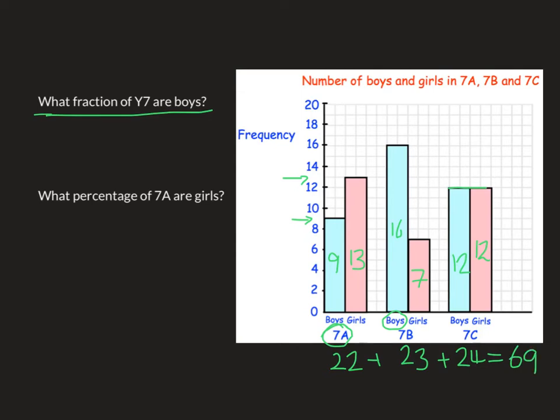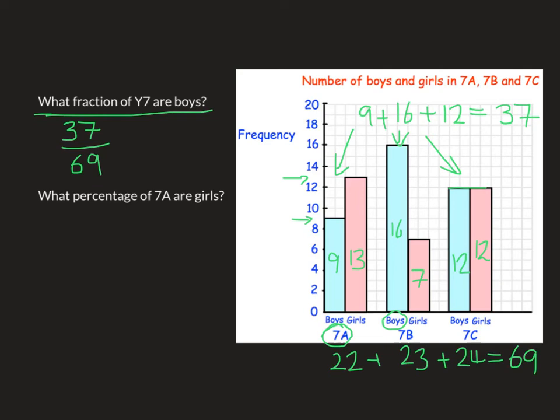And how many of them are boys? Well, look, we've got 9 boys here, 16 boys here, and 12 boys here. So in total, that is 37. So what fraction of Year 7 are boys? There are 69 in Year 7 in total, and 37 of them are boys. So it's 37 out of 69. Don't forget, if you've got a fraction, have a check and see if you can simplify it. I can't simplify that. There are no numbers that go into 37 and 69, so that's as simple as I can make it.